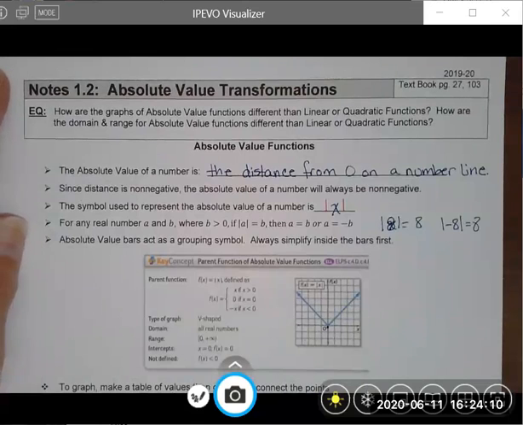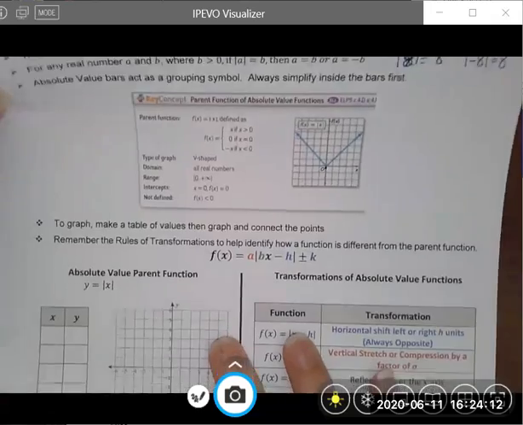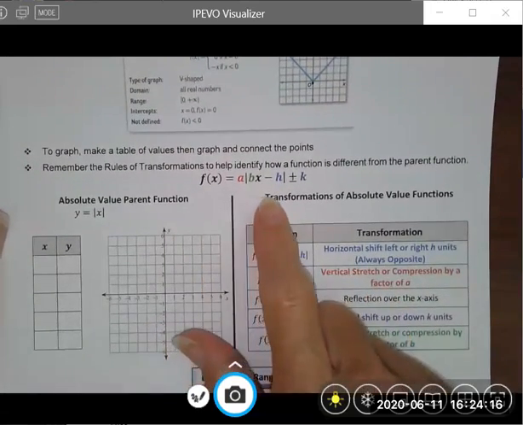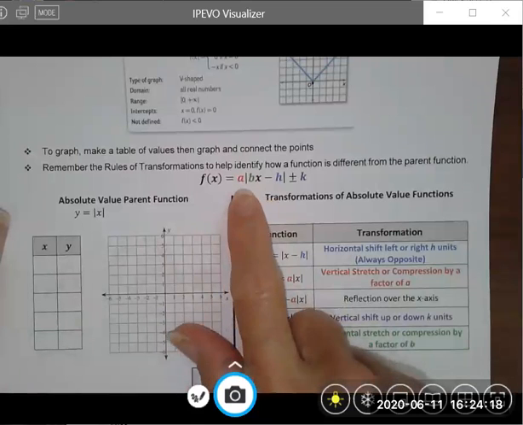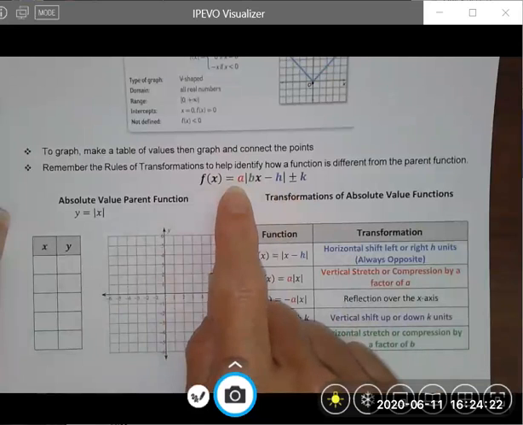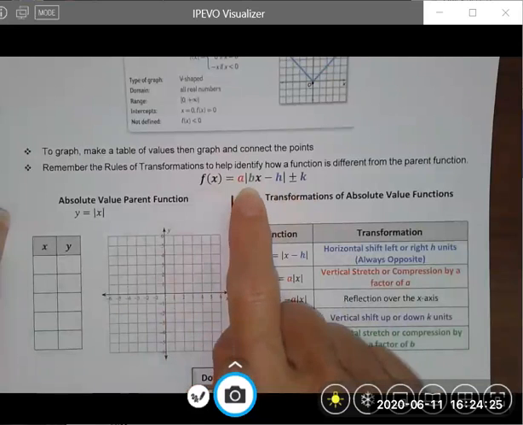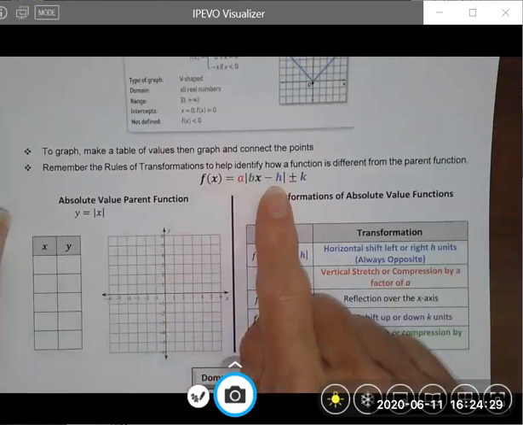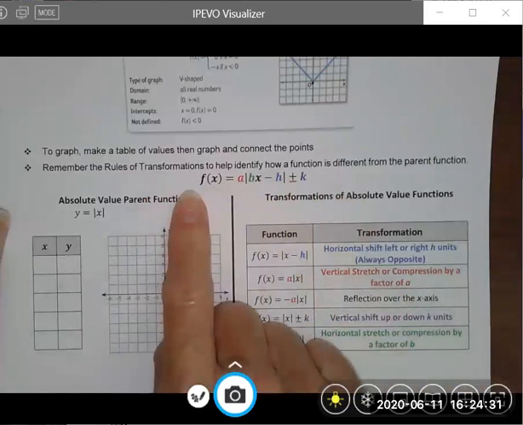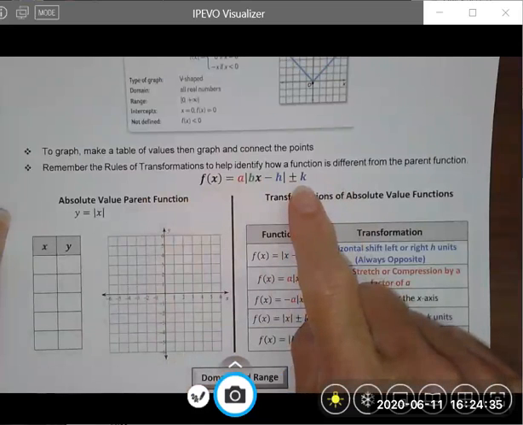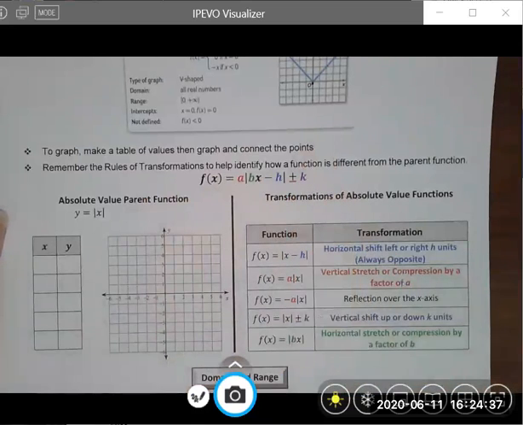Remember last time we talked about transformations of absolute value functions and all sorts of different kinds of functions. So you'll just hopefully remember this. The A represents a vertical stretch or compression. The B represents a horizontal stretch or compression. H is the translation left or right in a horizontal direction, and K represents my vertical translation up or down in this case.